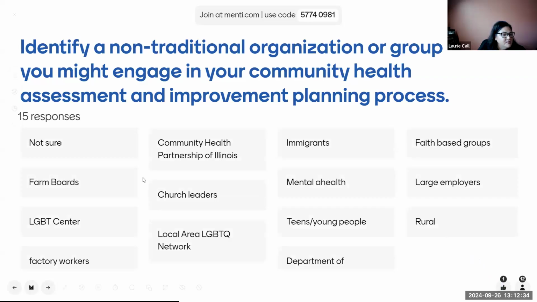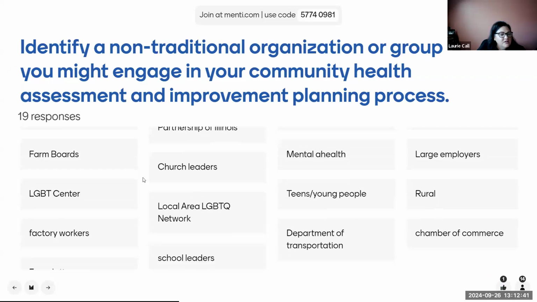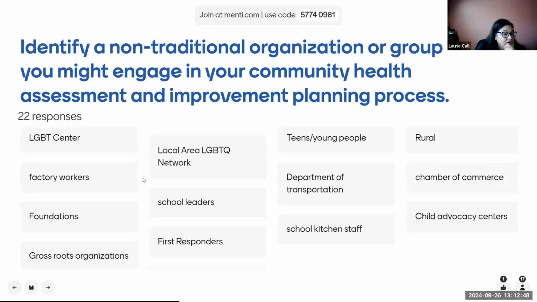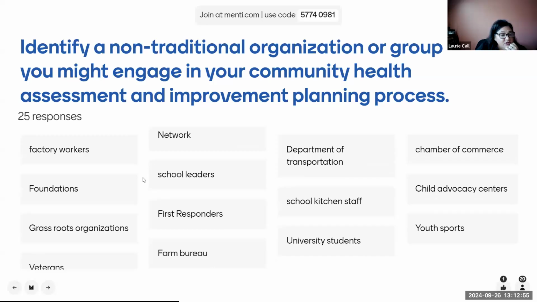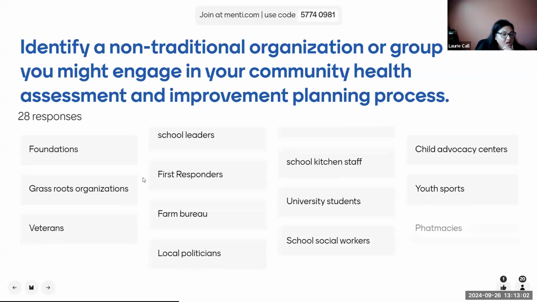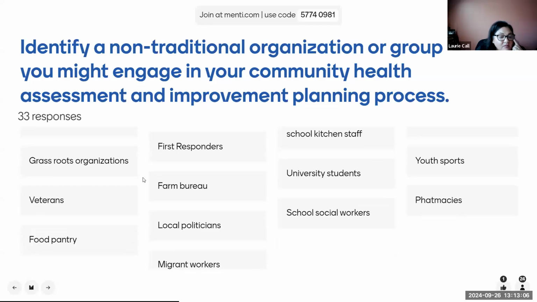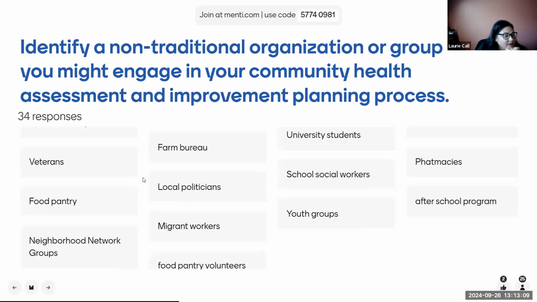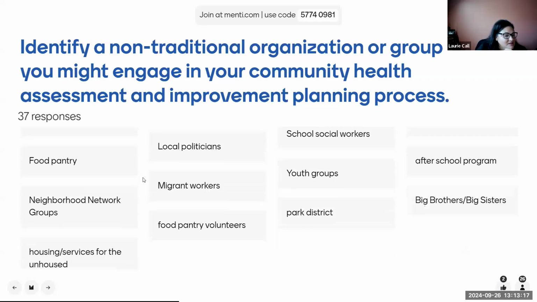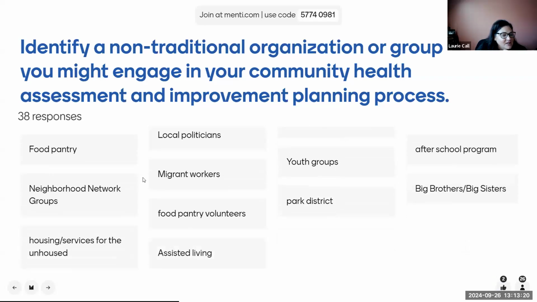Immigrant faith-based groups, Community Health Partnership of Illinois, farm boards, LGBTQ Center, church leaders, mental health, teens, young people, rural, Chamber of Commerce, Department of Transportation, school leaders, first responders, school kitchen staff, love it. Child advocacy centers, youth sports, university students, grassroots organizations, veterans, local politicians, definitely, school social worker, pharmacies, after school program, migrant workers, neighborhood network groups, food pantry volunteers, park district, Big Brothers Big Sisters, housing services for the unhoused, assisted living, climate groups, academia. Great, great, great.